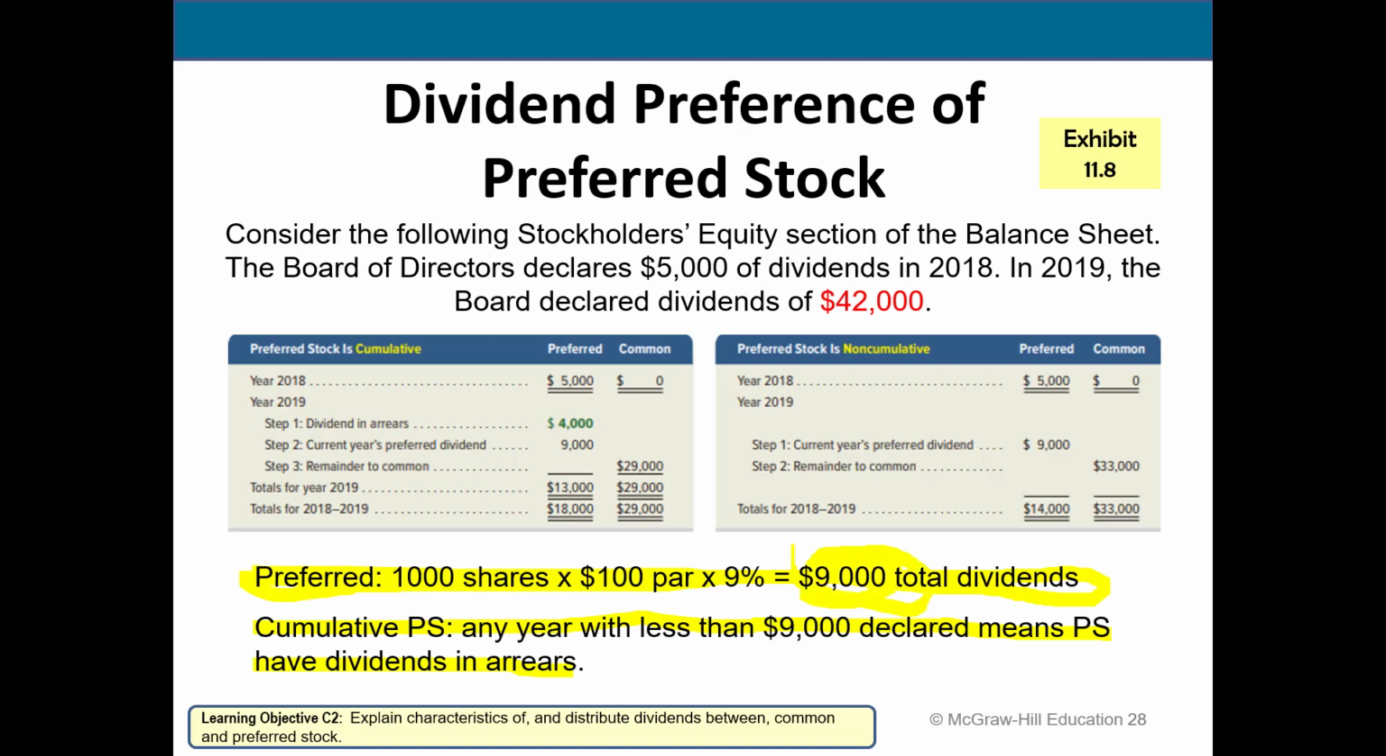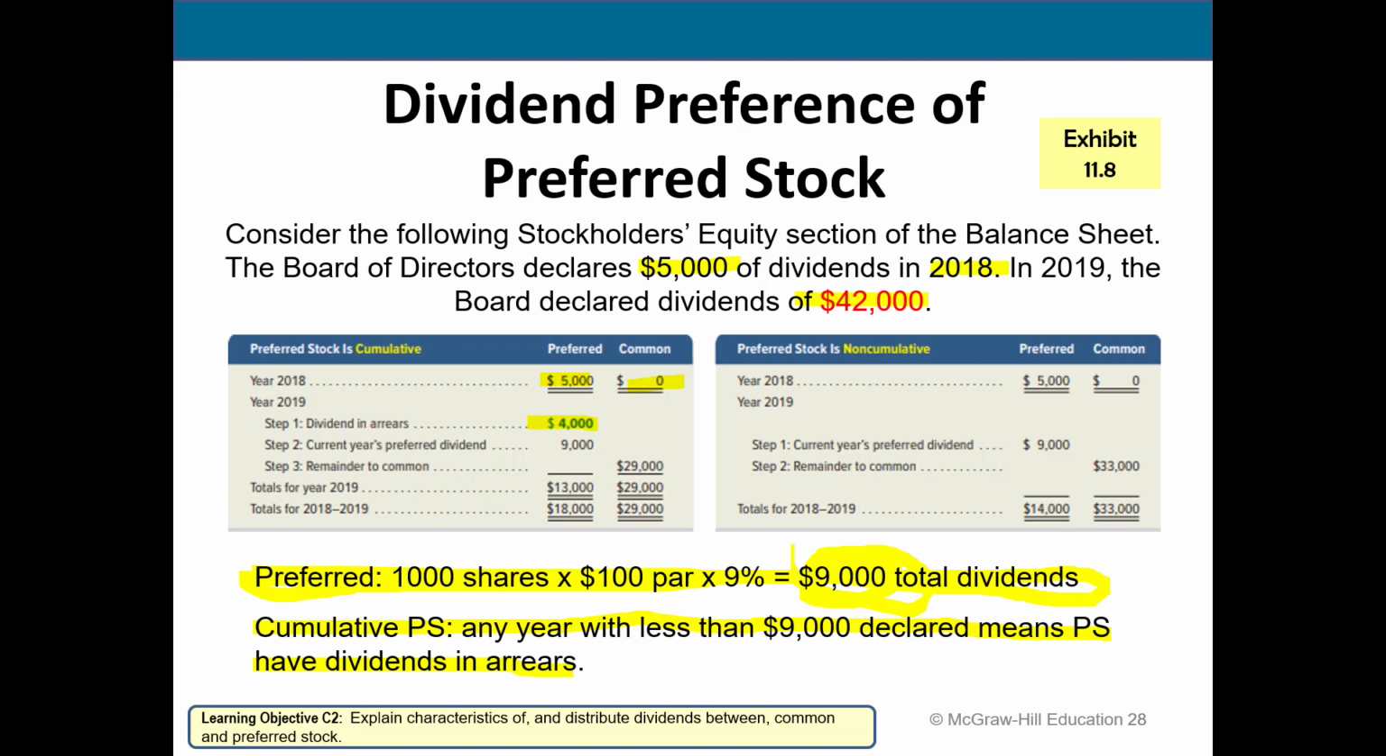In this example, the board of directors declared a $5,000 dividend in 2018 and a $42,000 dividend in 2019. So if it's cumulative, the first year, the preferred will get the whole $5,000, but they also are owed $4,000 because it's cumulative and they only declared a $5,000 dividend. So we have $4,000 in arrears, the whole $5,000 is given to preferred, common doesn't get any.